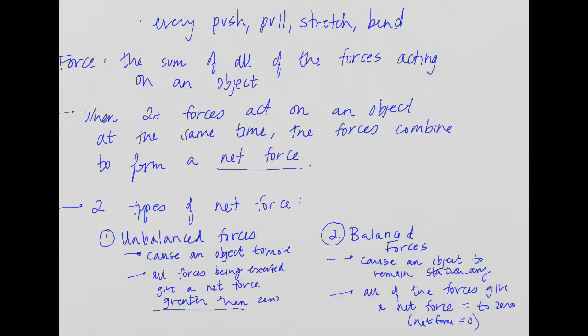We have two types of net force we discussed. Remember, we talked about unbalanced forces. Unbalanced forces are those that cause an object to move. All forces that are being exerted give a net force that is greater than 0. So anytime we have a net force greater than 0, we have an unbalanced net force acting upon the object. Balanced forces cause an object to remain stationary. So when all of the forces acting on an object give a net force equal to 0, then we have a balanced force and we have no motion, right?